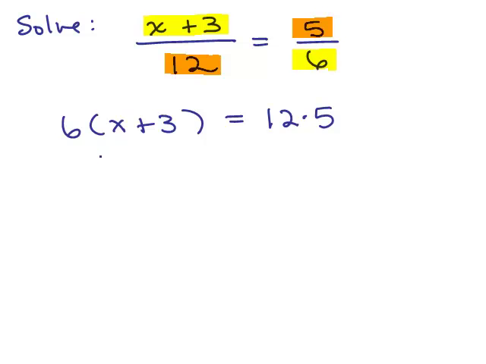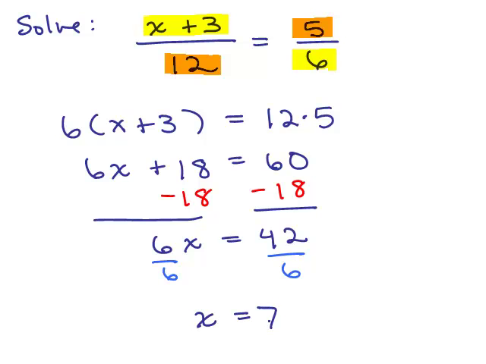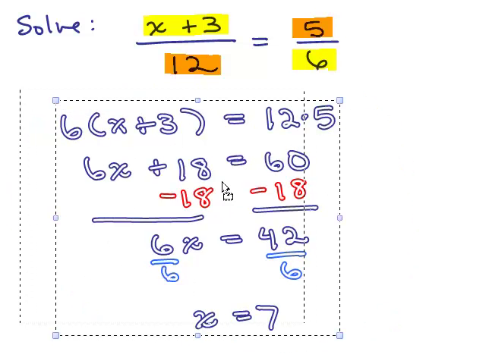Okay, so let's finish this. 6x plus 18 equals 60. Subtract 18 from both sides. Six x is 42. Divide both sides by 6, and we have x equals 7. So let's see if that checks.